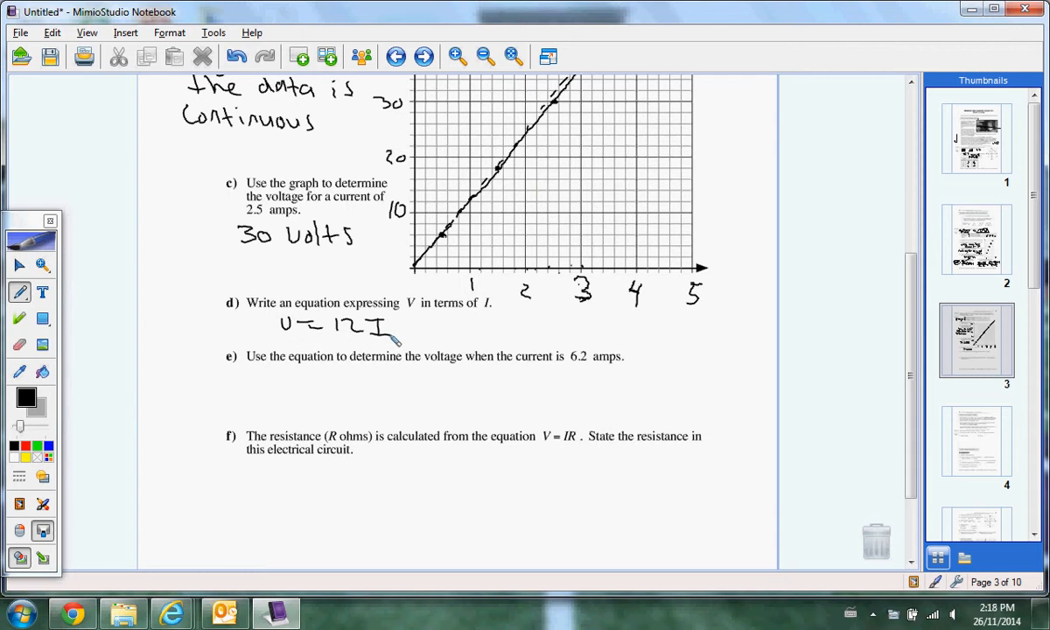Okay, use the equation to determine the voltage when the current is 6.2. So now we don't have to worry, we don't have 6.2 in our graph. So what we're going to do is we're going to put 6.2 where? For I. So V equals 12 times 6.2. That's going to give you volts of 74.4.